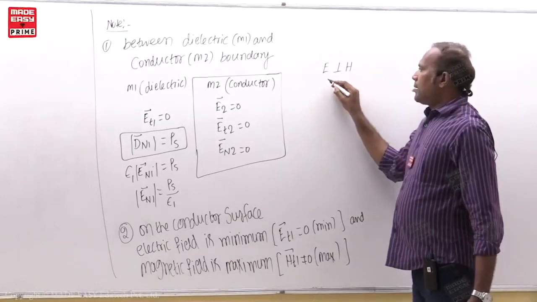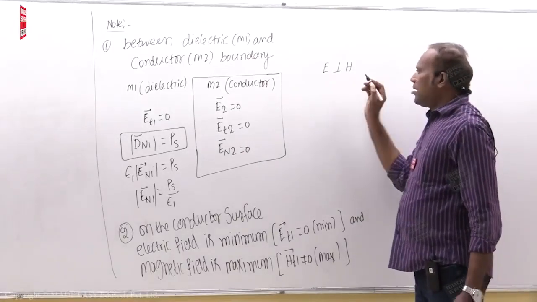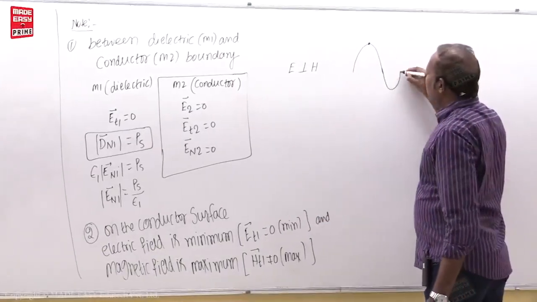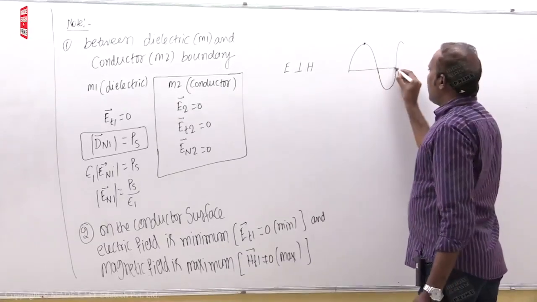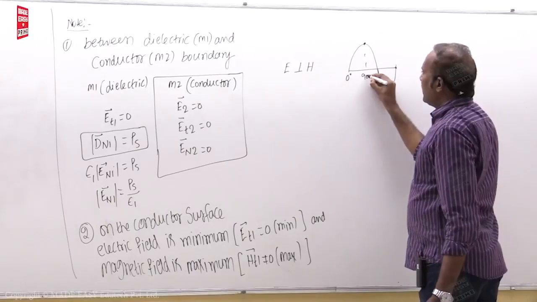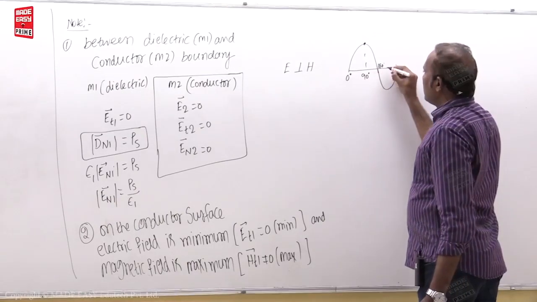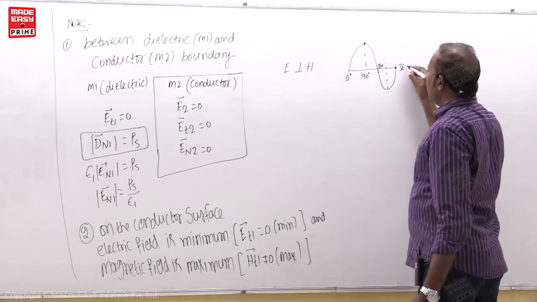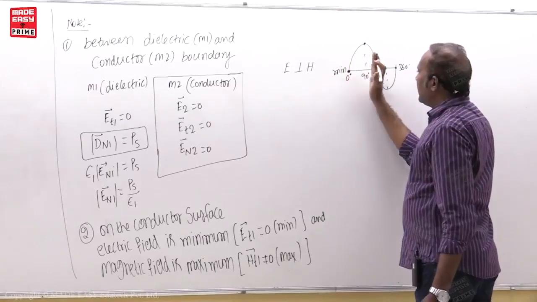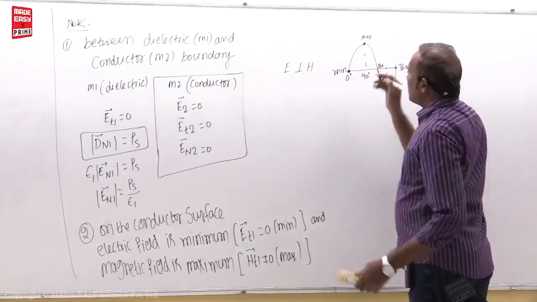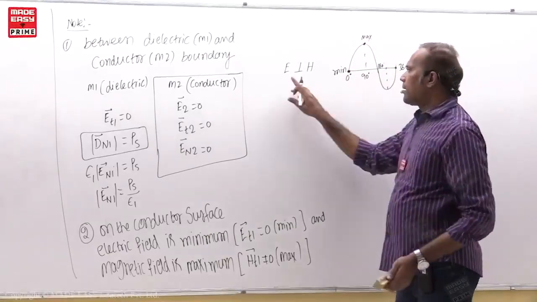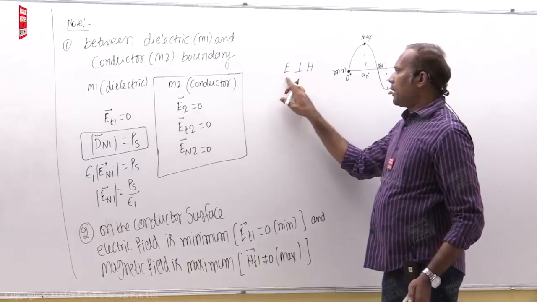Now electric field and magnetic field are 90 degrees to each other. So 90 degrees means if one is minimum, the other one is maximum. For example, take a sinusoidal signal like this, this is one period, and here 0 degrees, 90 degrees, 180 degrees, 270 degrees, 360 degrees. This is 0, that is called minimum. At 90 degrees you are getting maximum. So the angle between minimum and maximum is 90 degrees. Like this, here electric field and magnetic field are 90 degrees to each other.